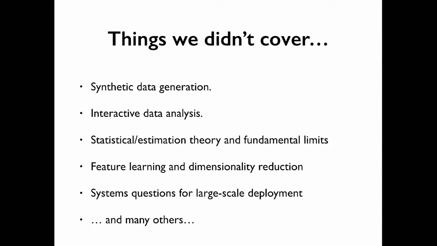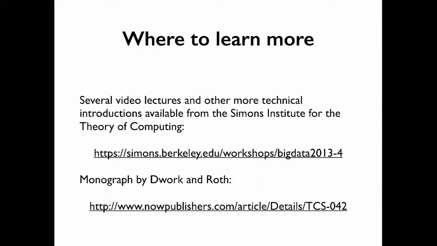There are many things that we haven't covered. An example would be synthetic data generation, things like differentially private data release or releasing synthetic data. Interactive data analysis. There is a lot of statistical estimation theory and limits that tell you how minimax risk behaves when you also add differential privacy. We haven't gone into that for the purpose of this tutorial. There is also a lot of work on feature learning and dimensionality reduction. And of course, there are many systems questions when you want to deploy these methods on a large scale. And here are a couple more resources.